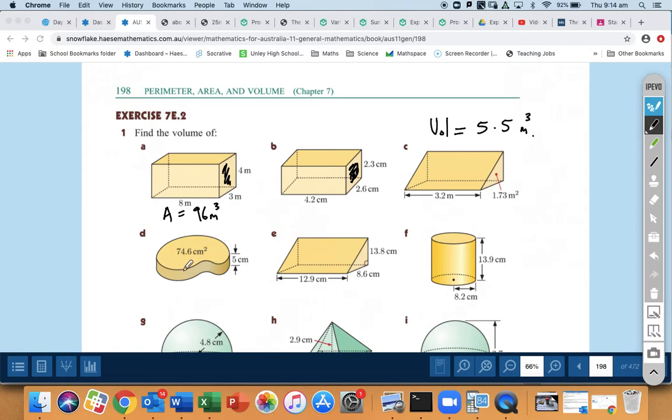Same procedure here. It looks like an odd shape, like a swimming pool, but we've been given the area of the end. We would times it by 5. So the volume would be 74.6 times 5. To keep the video a bit shorter, I won't do this on the calculator. You can work out the number, centimeters cubed.